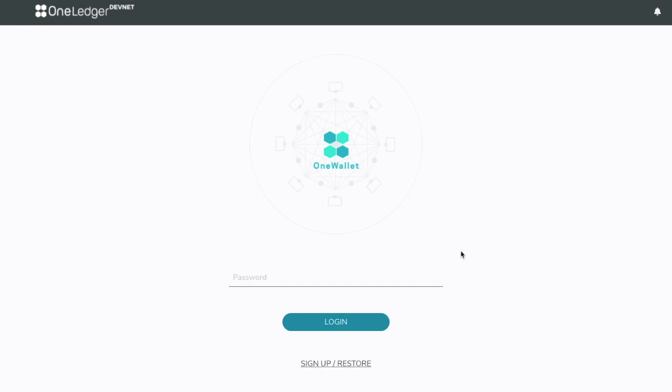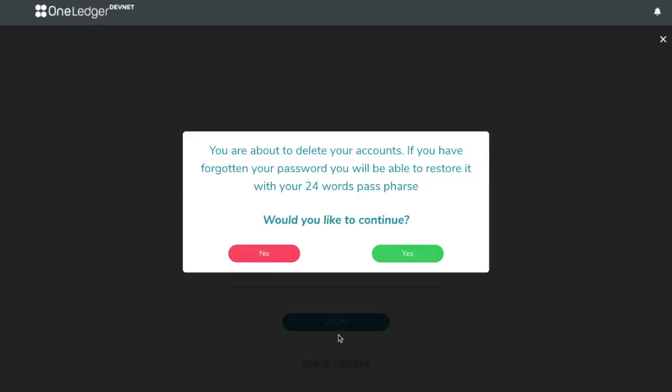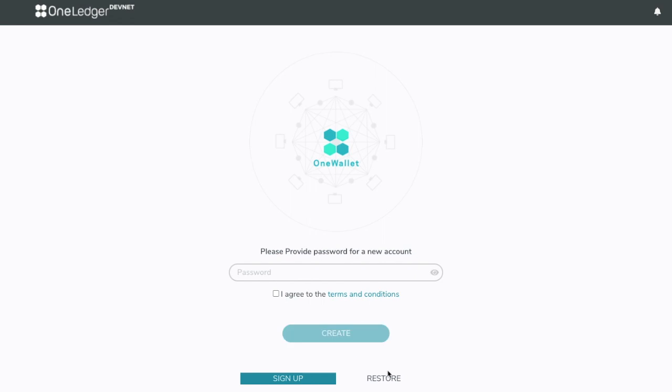Hey, I'm making this video because there's been a little confusion around the restore functionality, and I really want to kind of iron that out. So I'm going to go ahead and click restore on this wallet. Yes, I'm going to restore it. I'm going to restore it from scratch.